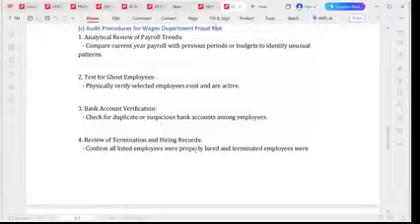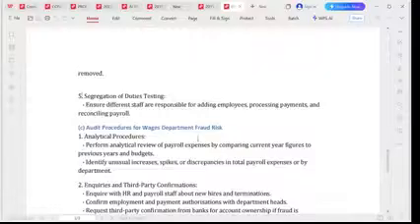Review of termination and hiring records. You are inspecting records here. Confirm all listed employees were properly hired and terminated, and that terminated employees were removed.